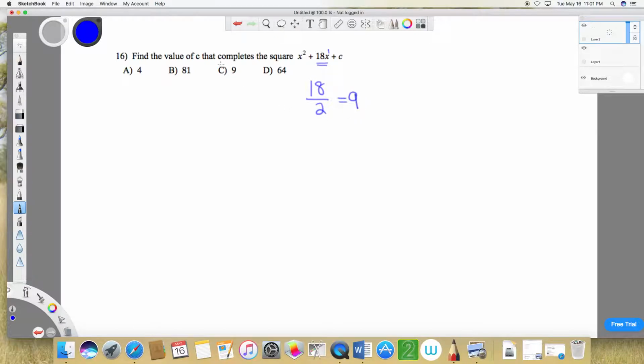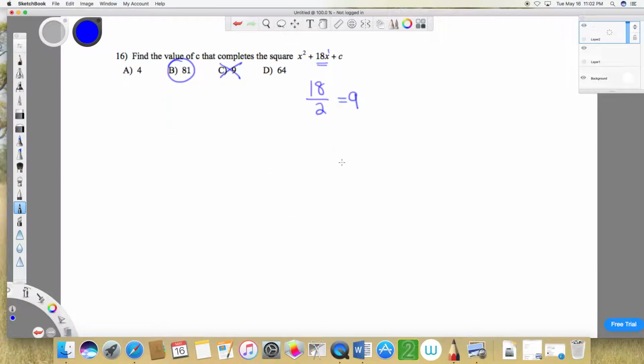Now, do not pick that as that's not my final answer. They're trying to make you think that hey, pick 9 there. What you now have to do with 9 is square it. So 9 times 9 is 81, and there's our answer.